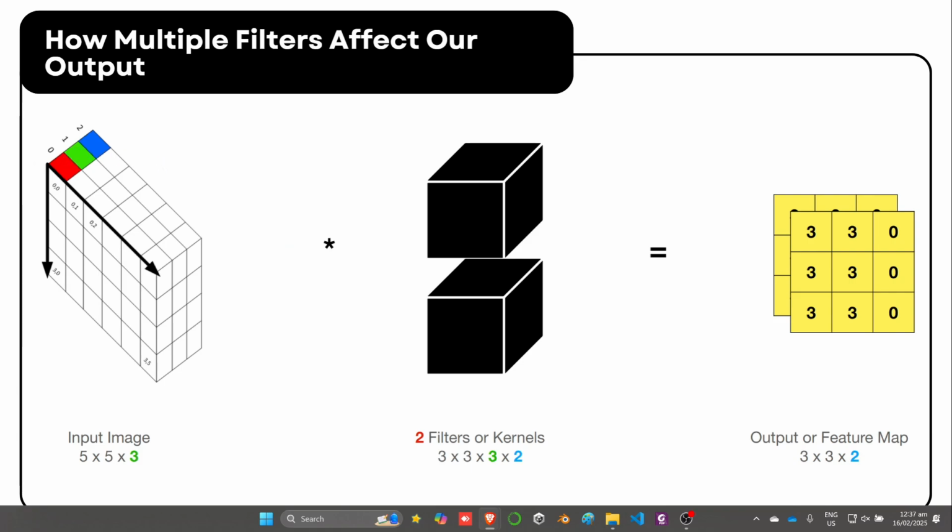And here we're using two filters now instead of one, unlike in the previous samples, so it's 3 by 3 by 2 because it's two filters now. This allows us to produce two feature maps instead of one. So you can see the number of feature maps is directly related to the number of kernels here.